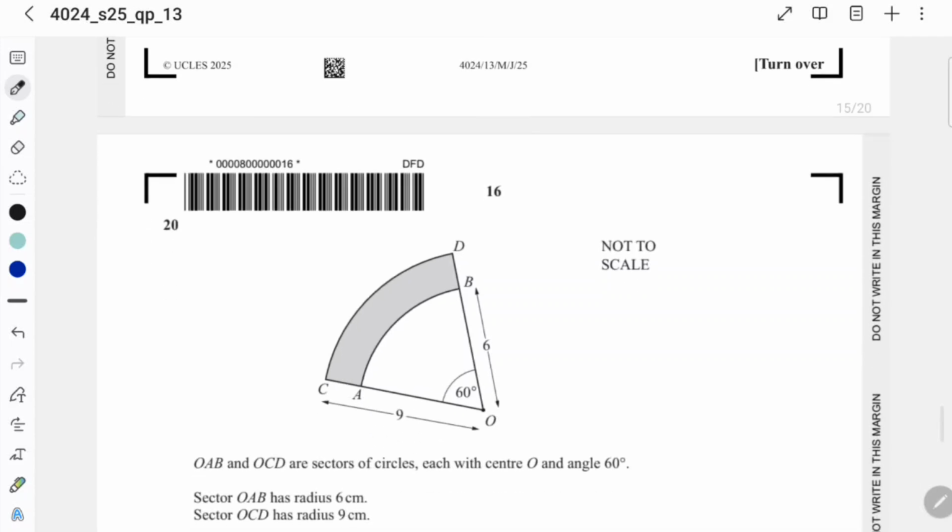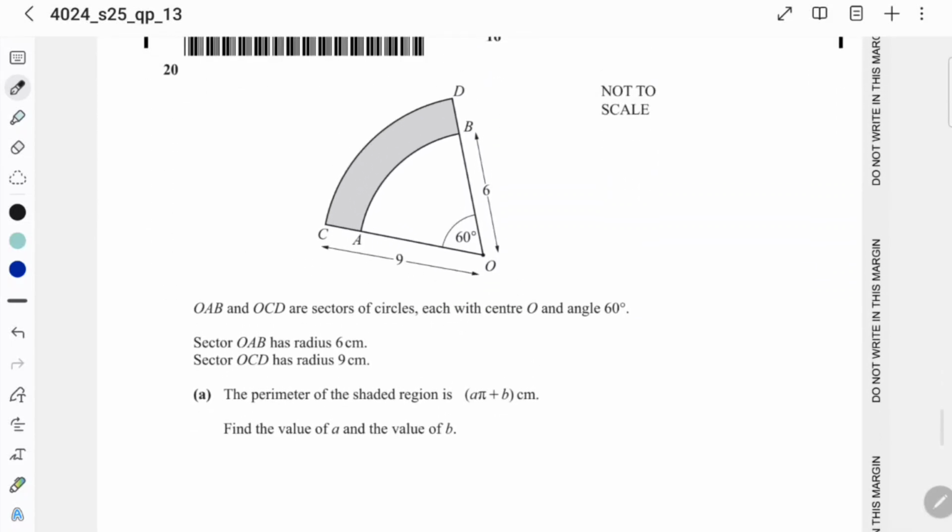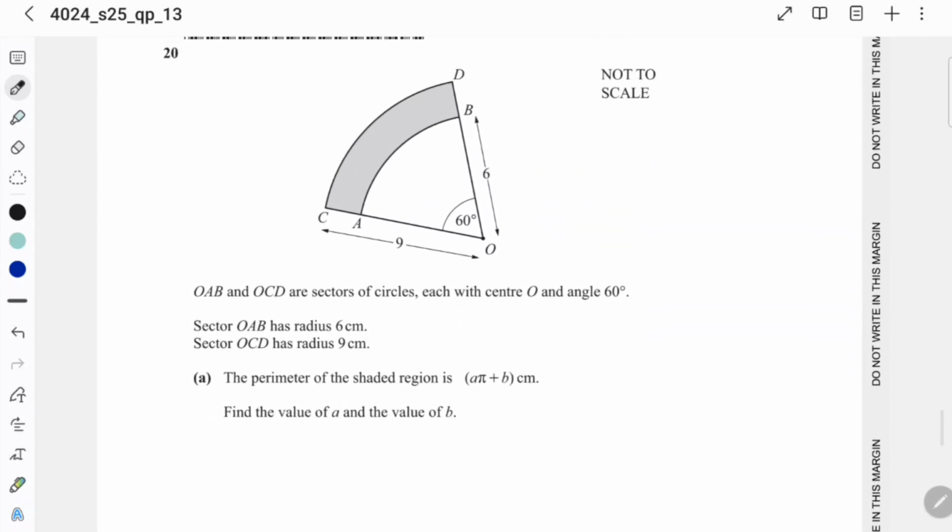All right, now coming to question number 20. It's a 3 marks question. OAB and OCD are sectors of the circle, each with center O, and the angle is 60 degrees. Sector OAB has radius 6 and OCD has radius 9. The perimeter of the shaded region is A pi plus B. Find the value of A and B.